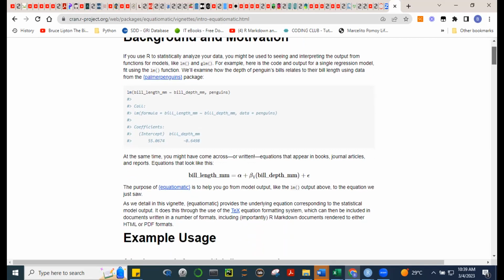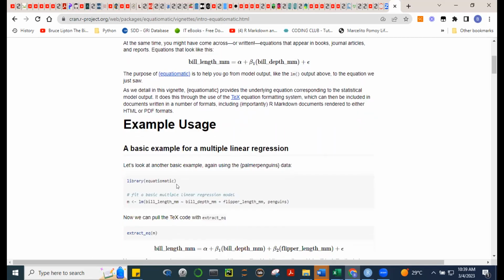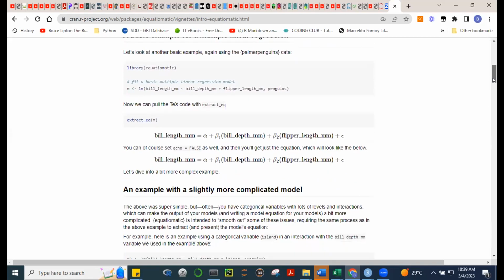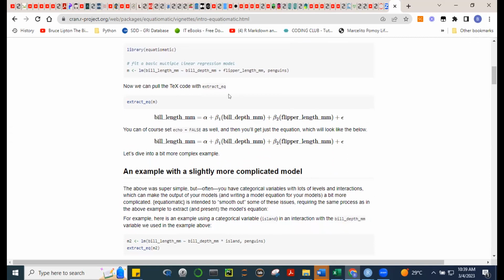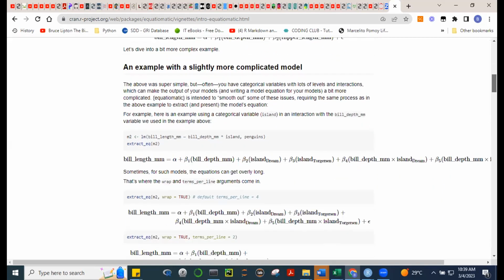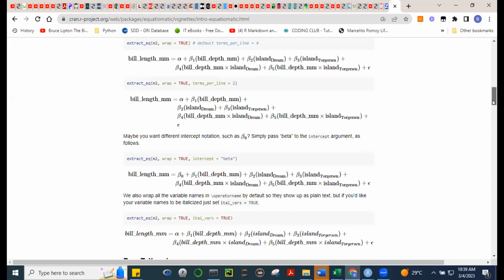Let's not do this now. You can install this package, and what this will give you is the equation in good format, so you don't have to write the LaTeX yourself. Remember, this is LaTeX. This is very simple code. So this is our model, and then extract the equation of the model. I leave that to you, class, for your perusal.